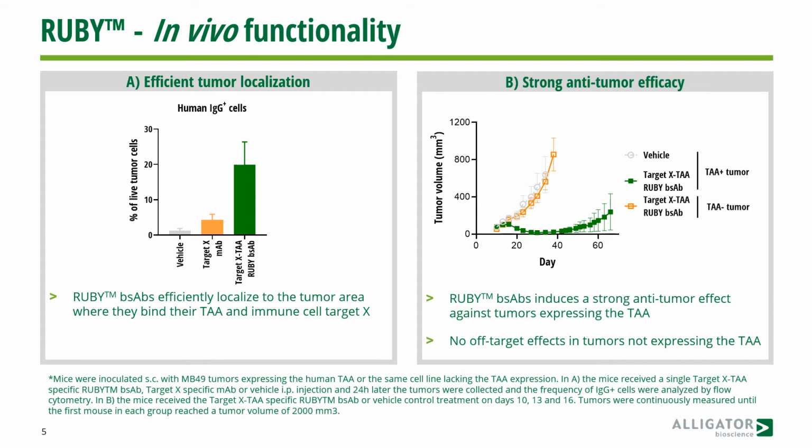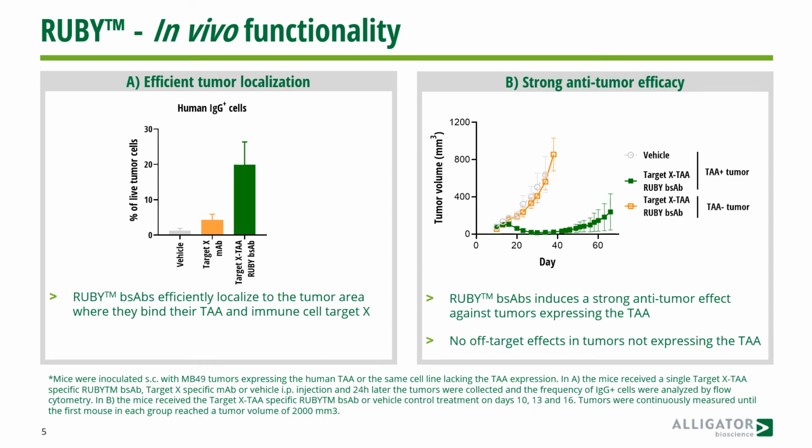In figure A on the left, we show how RUBY bispecific antibodies are able to localize in the tumor. Here, mice received a single target RUBY bispecific antibody in green, monoclonal antibody in orange, or the vehicle in gray, and analysis of the tumors for IgG positive cells was performed using flow cytometry after 24 hours.